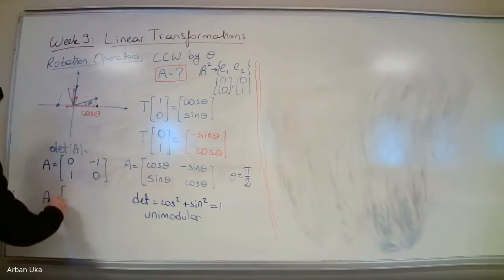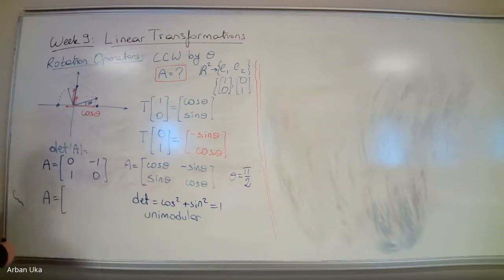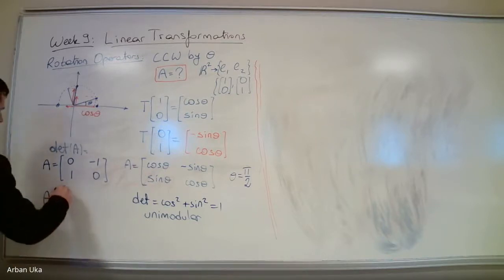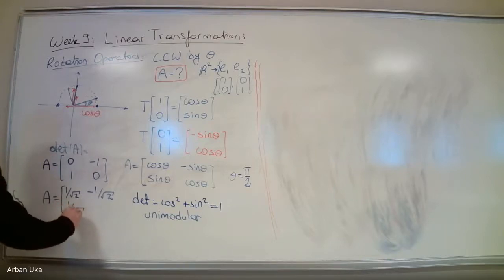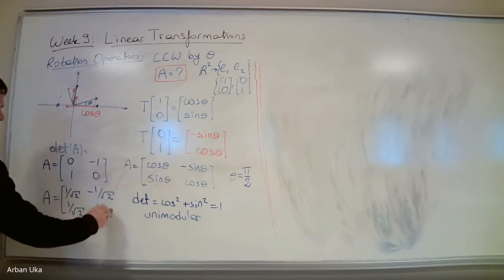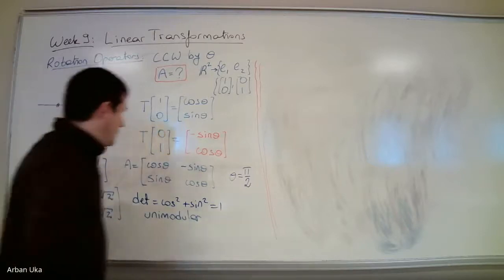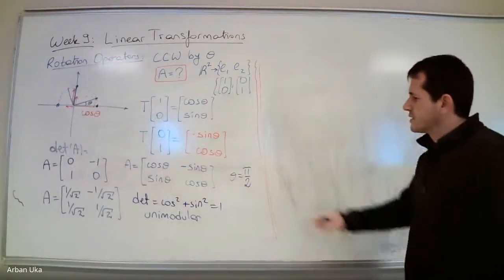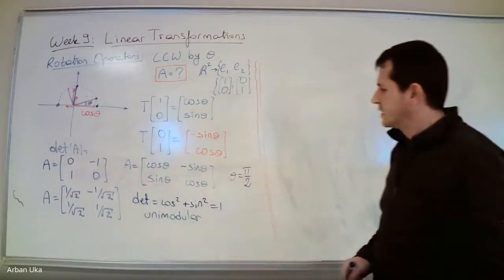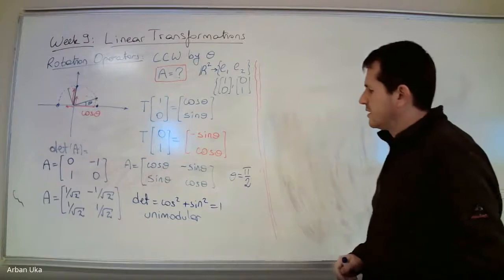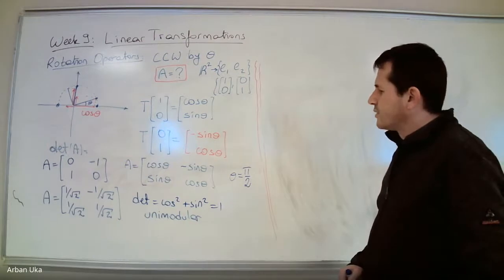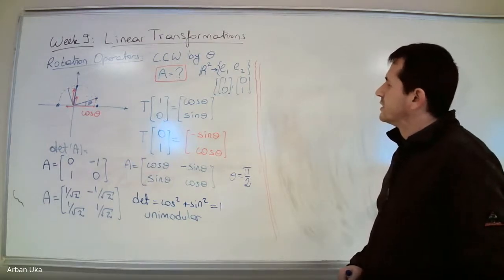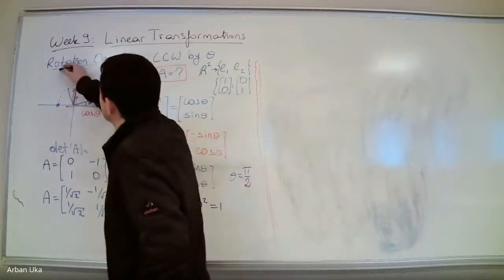What about an angle of pi over 4? Pi over 4, this would be 1 over square root of 2, minus 1 over square root of 2, similar, right? Now, this was pi over 2, this is pi over 4, you can check it. We talked about the unimodular matrices, which have this beautiful property, and for the moment, it is very good to think about this specific operation.